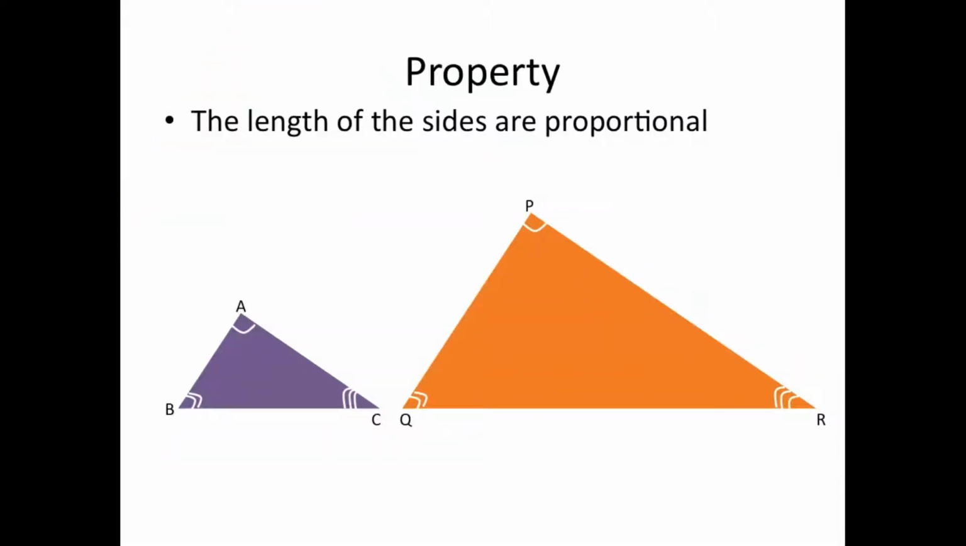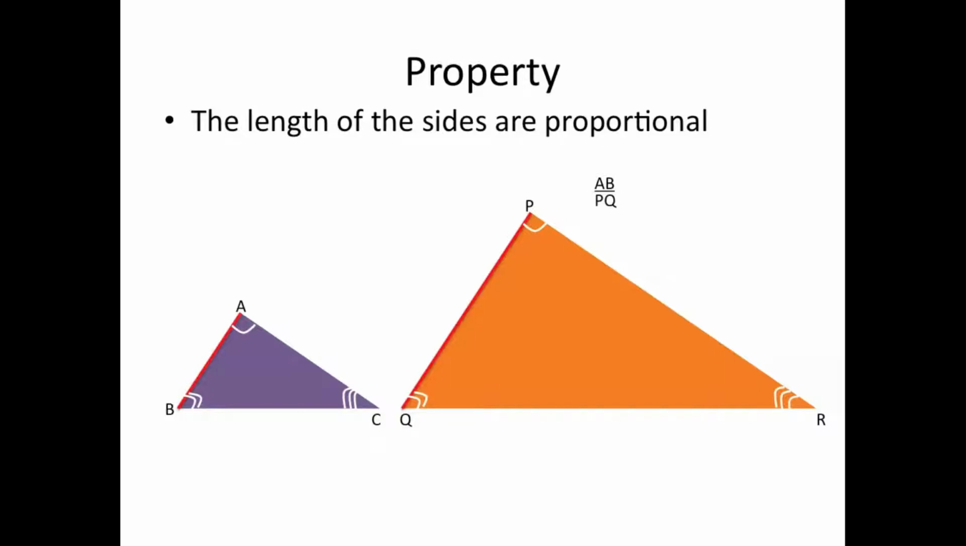Now another nice property that similar triangles have is that the lengths of the sides are proportional. Between the purple triangle and the orange triangle, the angles that are equal are marked. So angle A and P are equal, angle B and Q are equal, and angle C and R are equal. Because these angles are equal, the sides that correspond to each of these angles are proportional. So we have that sides A and B are proportional to P and Q.